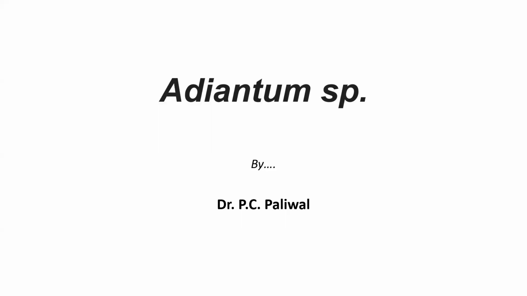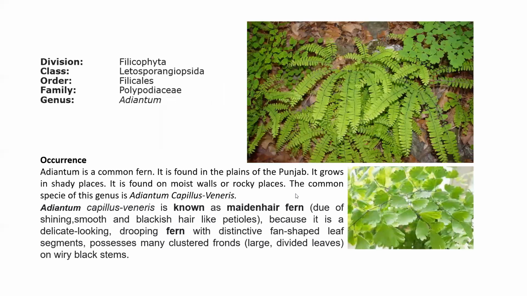Hello student, today we are going to study the Adiantum species. Adiantum is basically a fern. The classification of Adiantum is as shown on your screen. The division of Adiantum is Pteridophyta. Class is Leptosporangiopsida. Order is Filicales. Family is Polypodiaceae. And the genus is Adiantum.